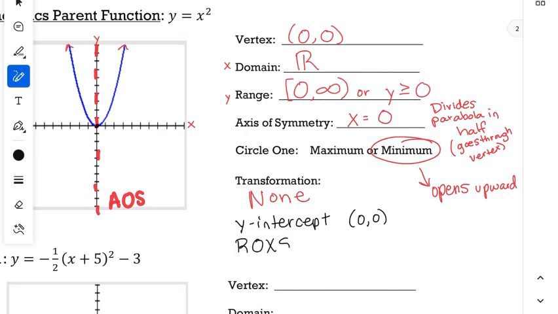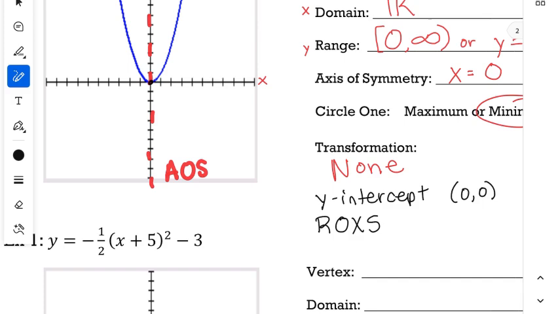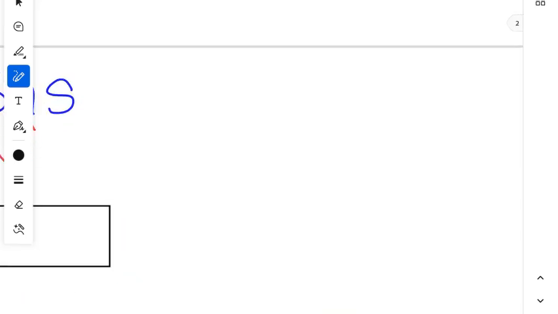And then our ROXS, write that down. ROXS. This is going to be an acronym for something. So R stands for roots, O stands for zeros, X stands for x-intercepts, S stands for solutions. It's all the same thing, but for some reason in algebra, they want to use different words. So all this is your x-intercept. So up here, let's go ahead and write that. ROXS. We're going to call it the ROXS.